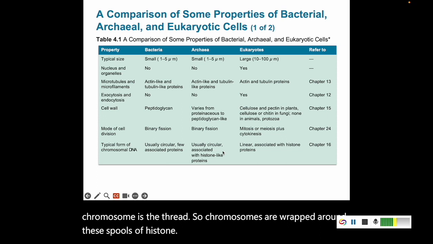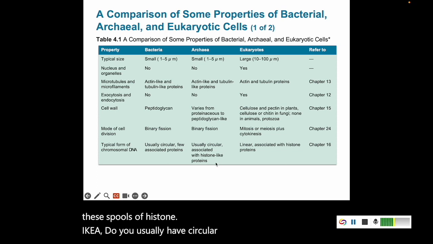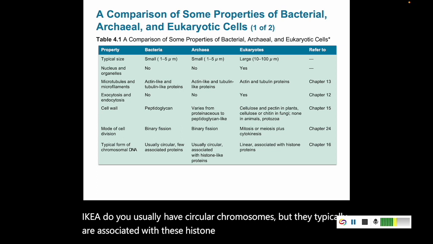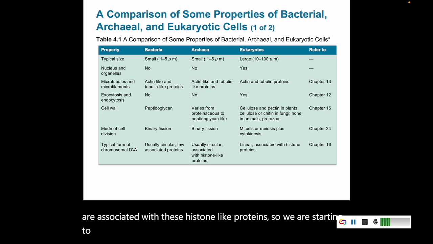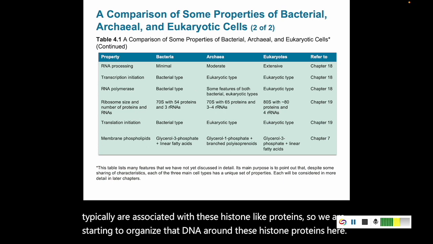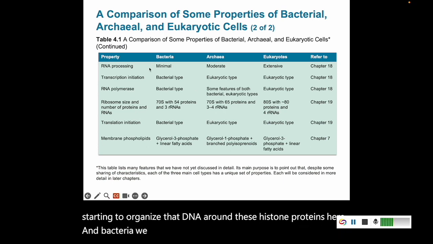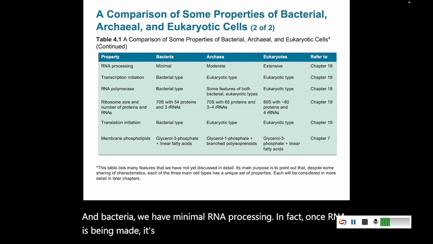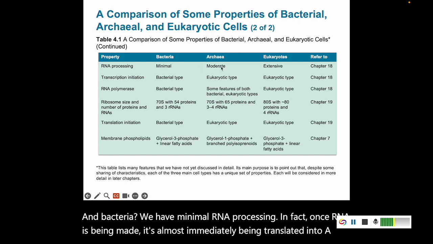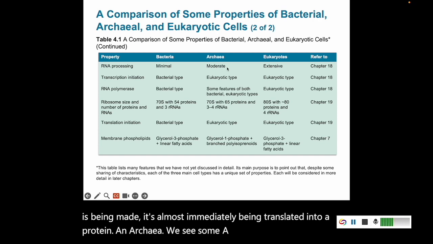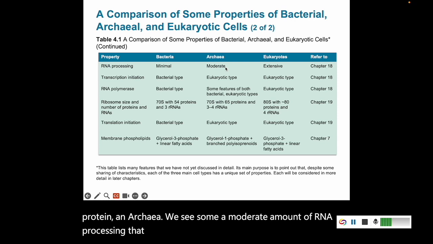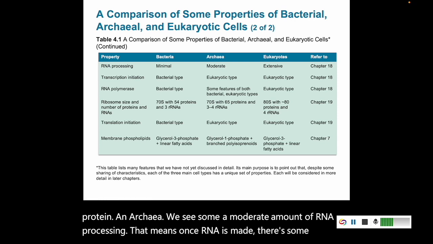Archaea do usually have circular chromosomes, but they typically are associated with these histone-like proteins. So we are starting to organize that DNA around these histone proteins here. In bacteria, we have minimal RNA processing. In fact, once RNA is being made, it's almost immediately being translated into a protein. In archaea, we see a moderate amount of RNA processing. That means once RNA is made, there's some processing before that RNA is functional.